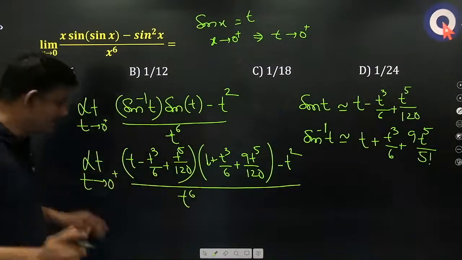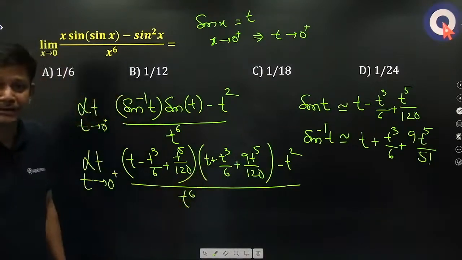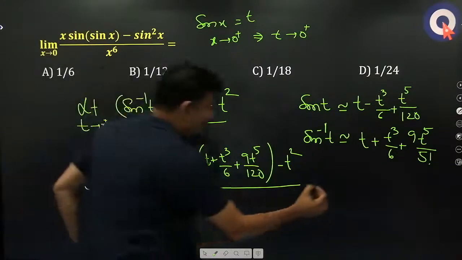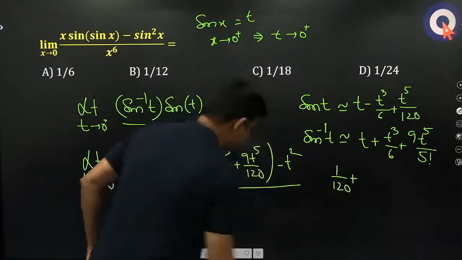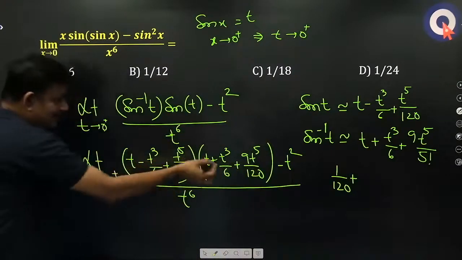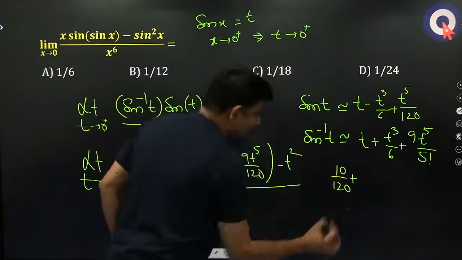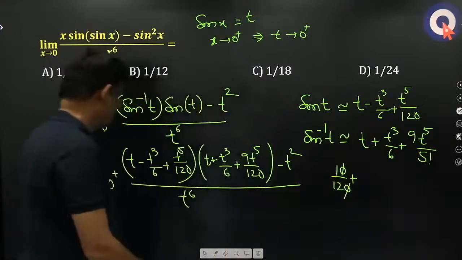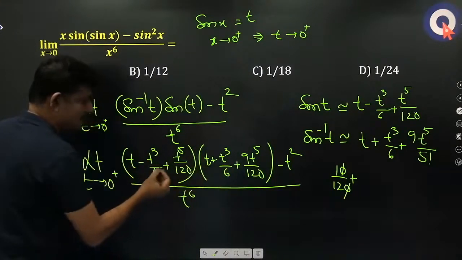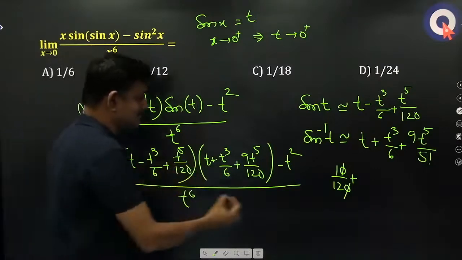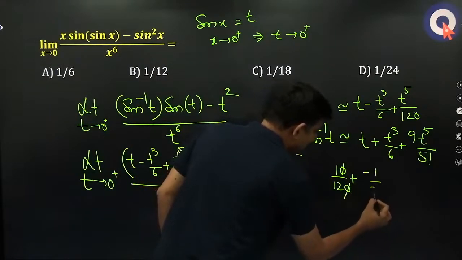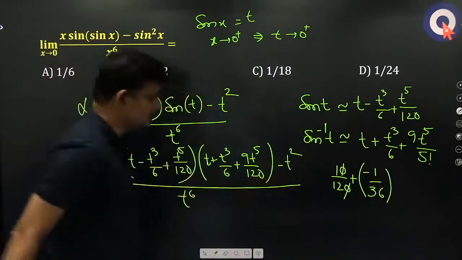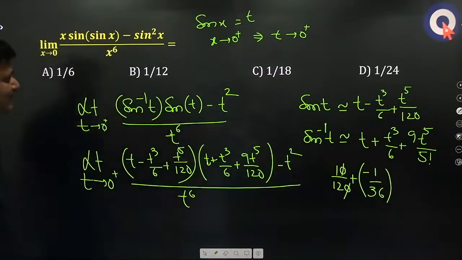So all the terms are automatically getting cancelled. Our focus should be on the t power 6 term. How will you get it? t power 5 multiplied by t, that is 1 by 120. This t power 5 multiplied by t, 9 by 120. So 9 by 120 plus 1 by 120 is 10 by 120, which is 1 by 12. Then the product of these two, what is that? Minus t power 6 by 36, so minus 1 by 36. This is 3 by 36 minus 1 by 36, that is 1 by 18.